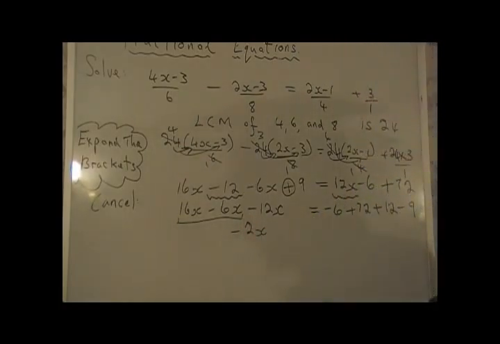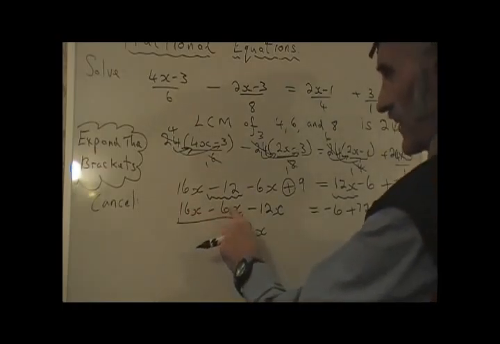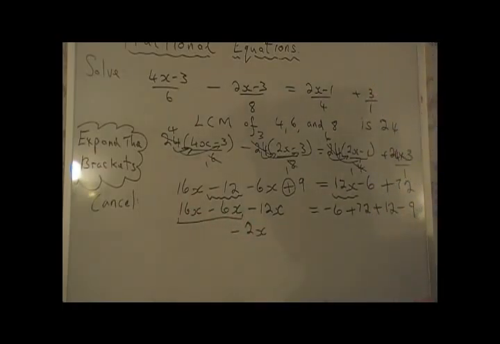You may have your own way of finding out how you deal with your minuses, but that 16x minus 6x is 10x, and 10x take away 12x will give me minus 2x. On the right hand side of the equation, I think the best way to collect my numbers would be to take my positive numbers together, and that gives me 84. And I think I'll write my 84 here, and then I'll collect my minuses together.